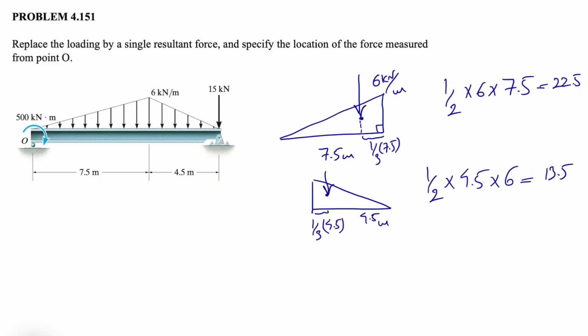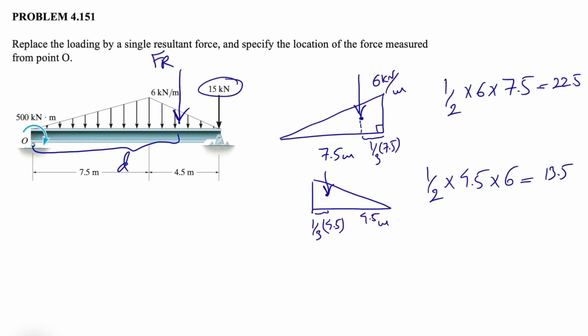So other than these two loads, we have a 15 kilonewton force that is applying on the other side of the beam. At the end we will have this resultant force of Fr, and we need to specify this distance d, which would be the location of the force Fr.